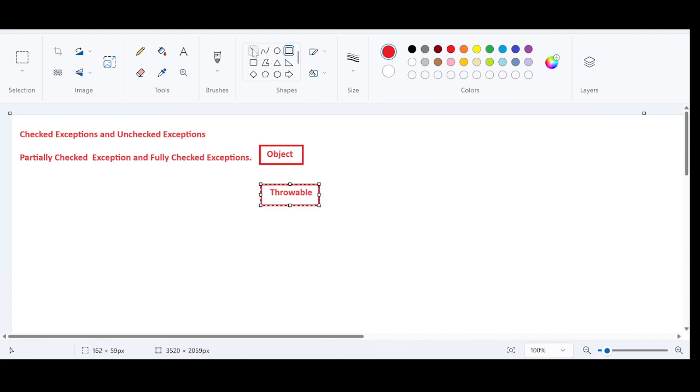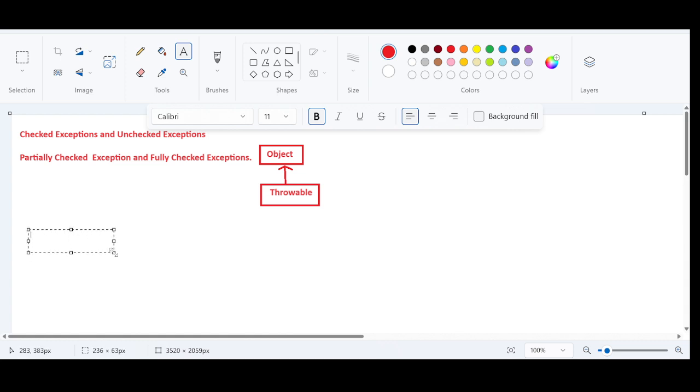So this is how I am defining the hierarchy diagram. First is the Object class, and the Throwable class is a child class of the Object class, right? Under Throwable, there are two subclasses which we have seen already. One is the Exception class.